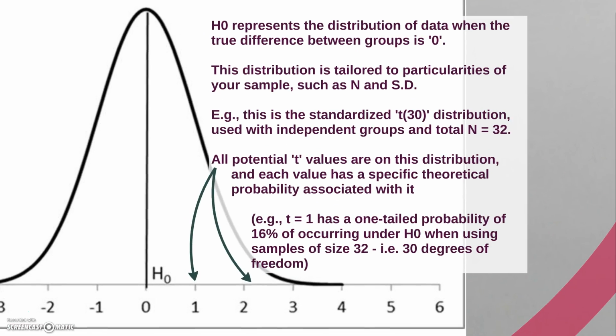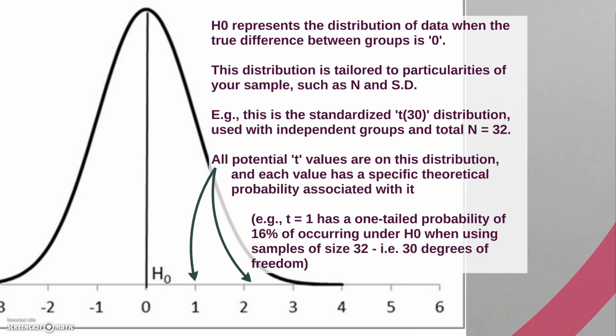Alright? So the null distribution actually represents the distribution of data when the true difference between groups is 0 in our example. And this distribution is a particular distribution. It has been generated partly from information from your sample, and also from other theoretical information. From your sample it gets information such as the sample size, which will be transformed into the degrees of freedom and standard deviations in order to standardize the distribution. Alright.